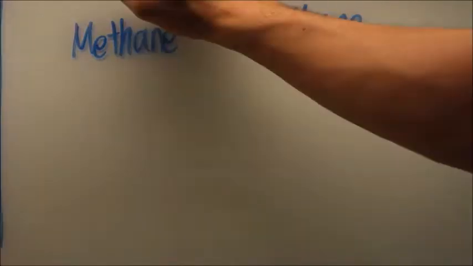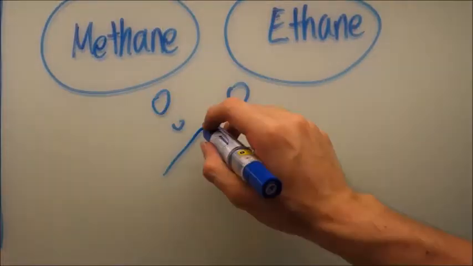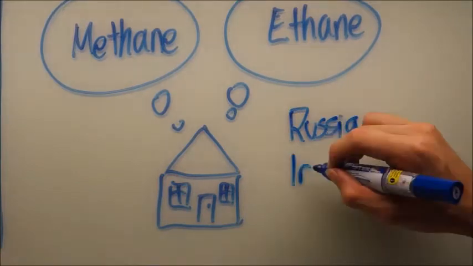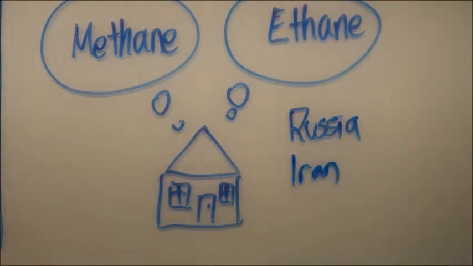Methane and ethane are the most common type of natural gas obtained through drilling and pumping. These gases are most commonly used in home heating as well as gas ovens and grills. Russia and Iran are the countries with the largest recorded natural gas reserves.